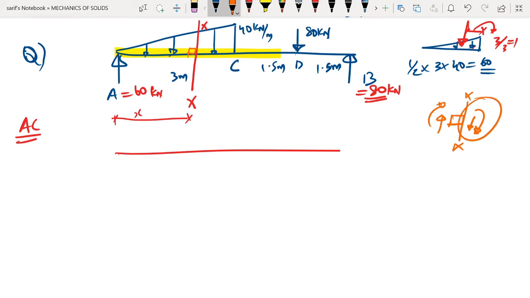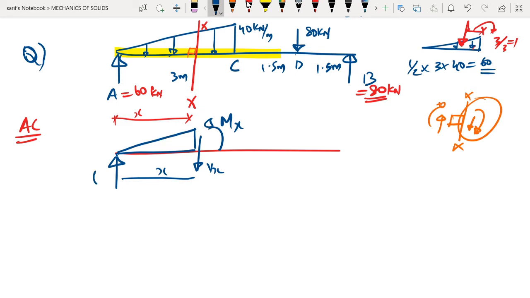Now if we try to draw the free body diagram of the left of the section, so this will be the free body diagram of the left of the section. This distance would be x, this value is 60. Now we also need to know what will be the magnitude of the load intensity at this particular point. How do we find that?